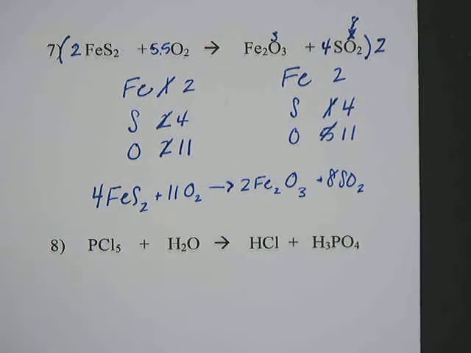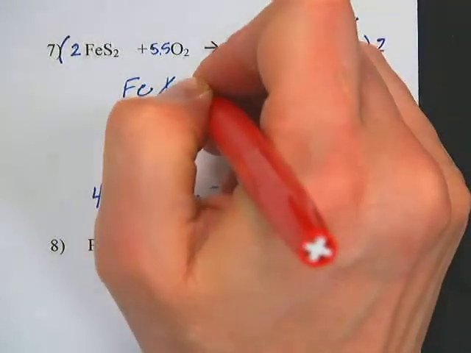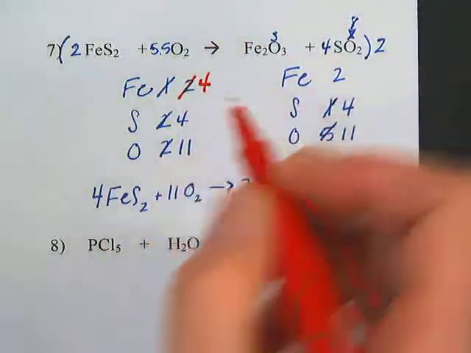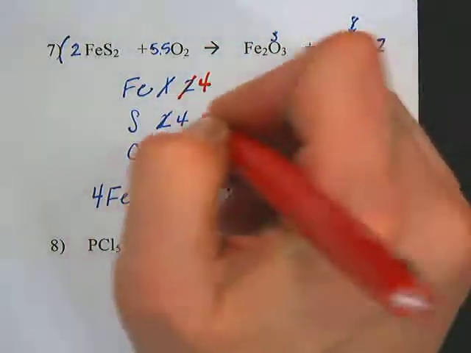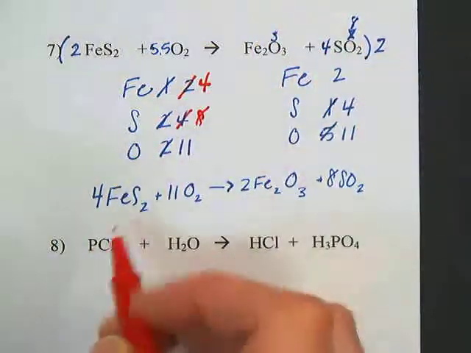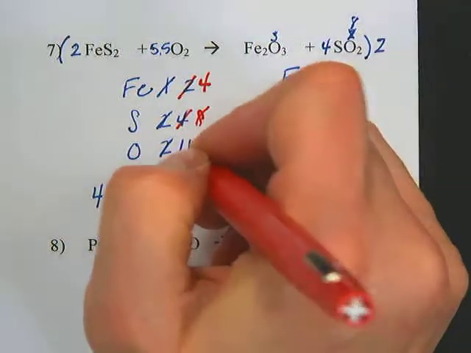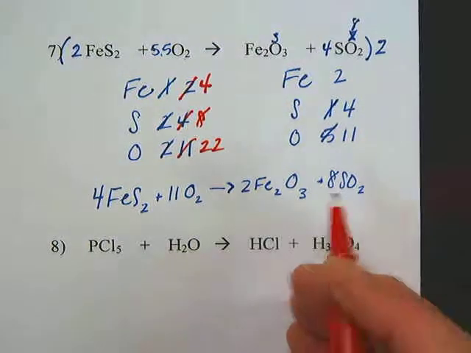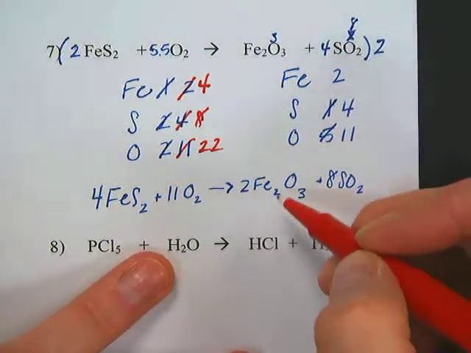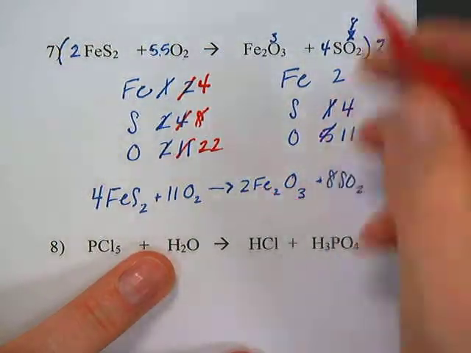So then if we go back up here, I'm going to use a different color to make it a little bit easier to see. We now have on the reactant side 4 atoms of iron. We have 8 atoms of sulfur. We have 22 atoms of oxygen.